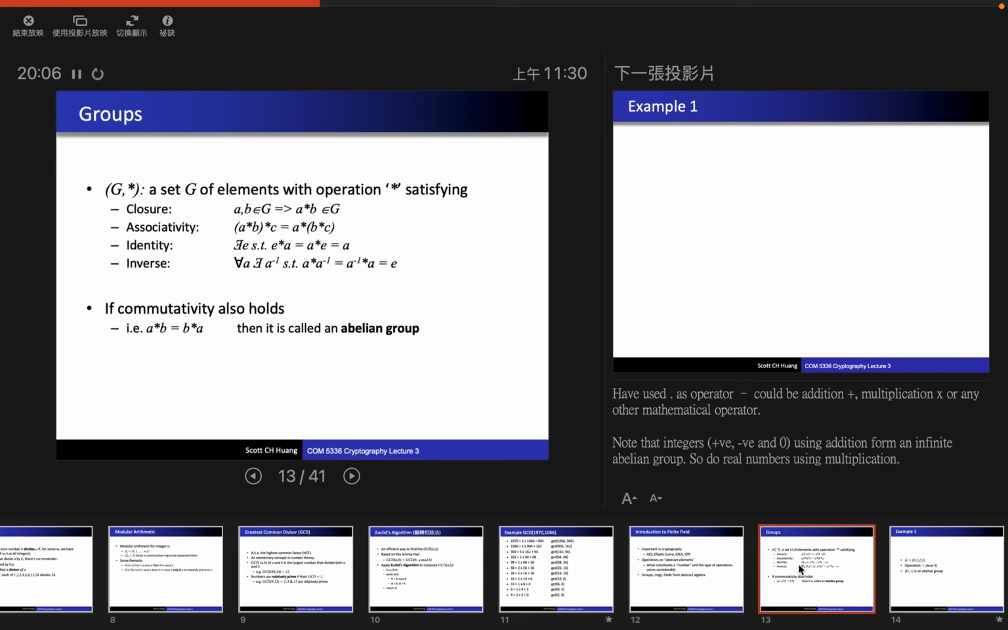Number 1, closure. When you have 2 elements in G, after you do this operation, the result should be in G again, so that we can go on. Otherwise, there's nothing to talk about: if after you do this operation you have no idea what it is, then we can't go on, because the subject of interest is the group G. So closure is the most fundamental.